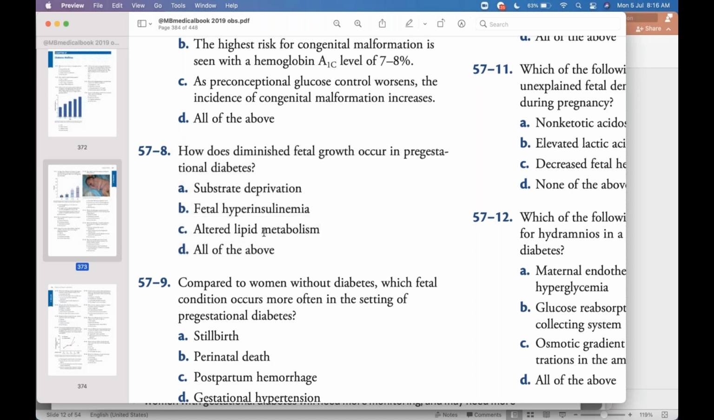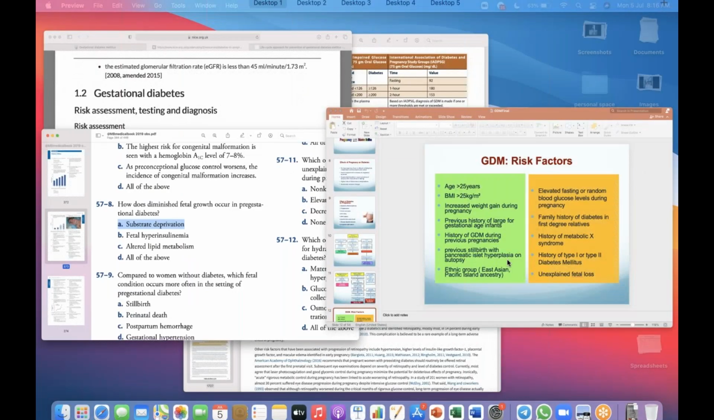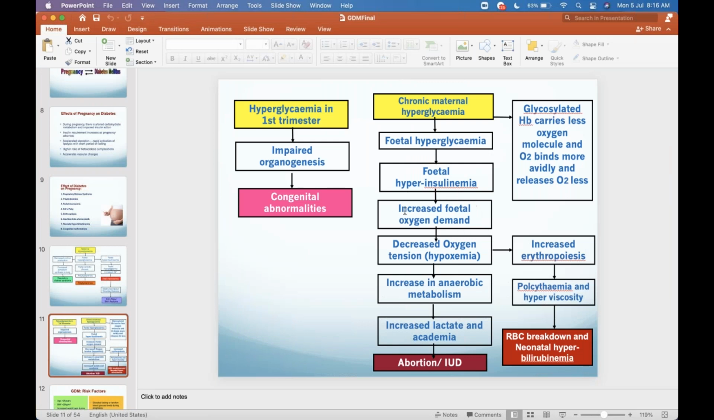The answer to this question is, majorly, substrate deprivation. I had shown this slide to you: there is a lot of increased fetal demand and a lot of anaerobic metabolism in the pregnancy, and because of chronic maternal hyperglycemia, at the tissue level there is substrate deprivation which happens in pregnancy with diabetes.